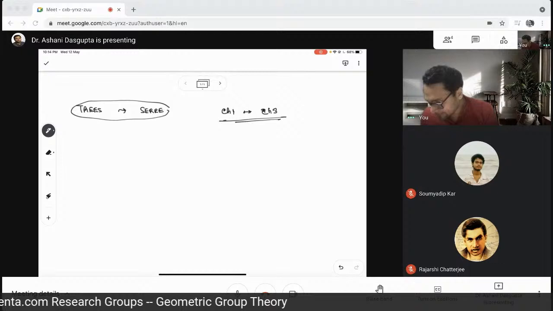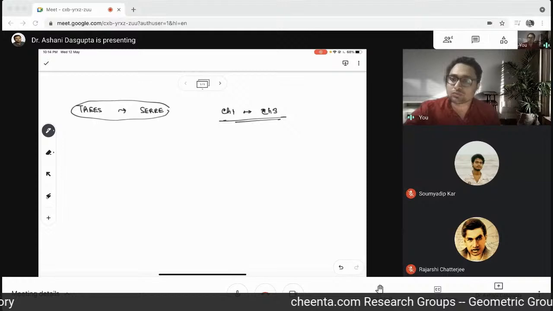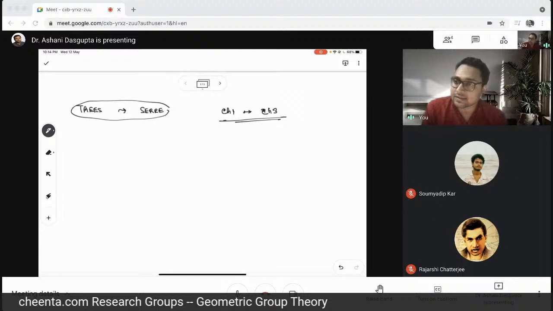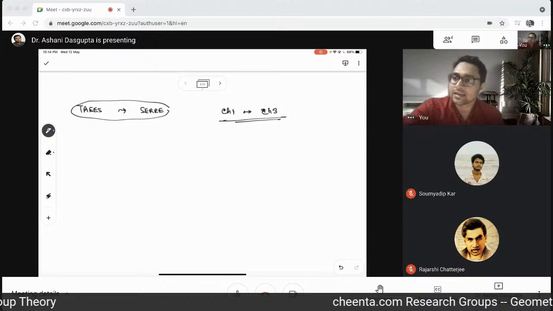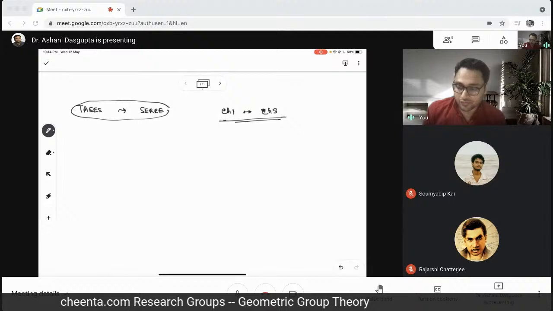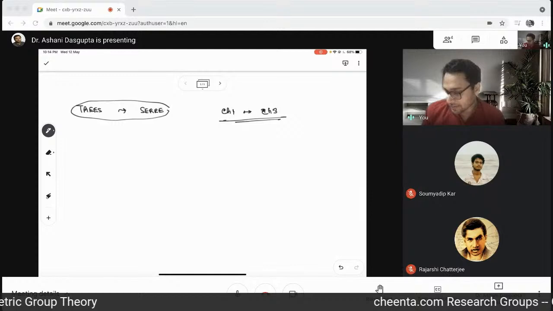So, in chapter 2 of this particular book, this is called Trees. The name of the book is Trees, and chapter 2 of it is also Trees. So, very useful chapter from the graph theoretic point of view. There is some information related to homotopy theory as well.